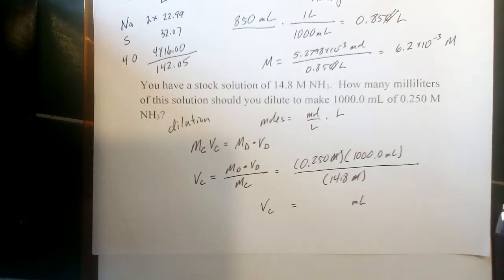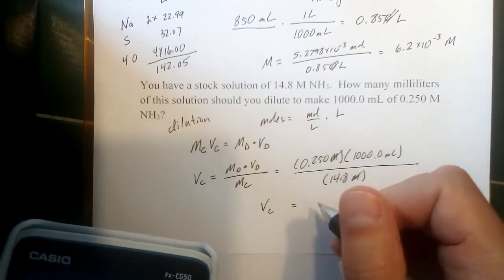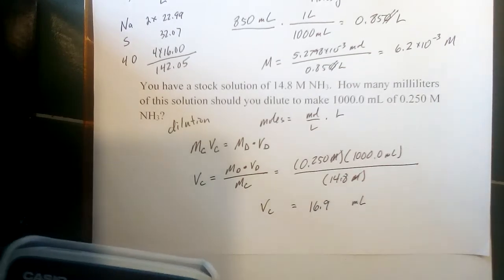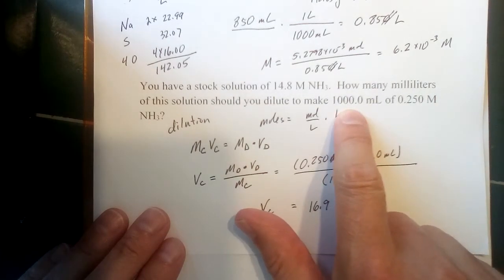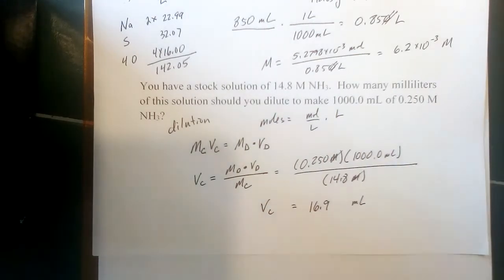So 0.25 times 1,000 divided by 14.8 is, and it looks like 3 significant figures is our limit. We would need 16.9 milliliters of that concentrated ammonia stock solution, right? And then when we dilute that to the 1,000 milliliters, that would give us a solution with the concentration we're looking for. So watch for that.